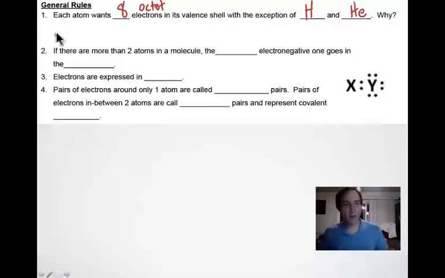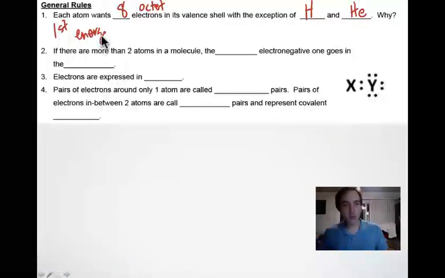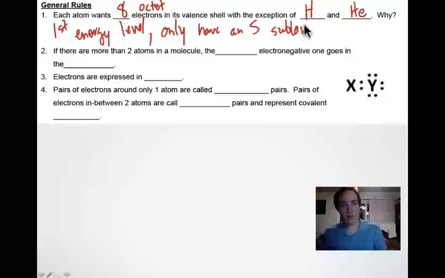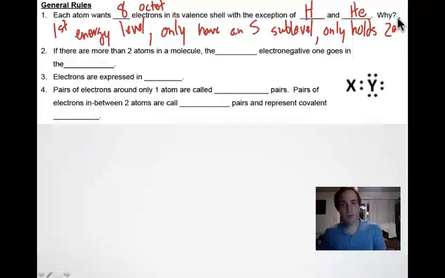And the reason why is that they're both in the first energy level. And when you're in the first energy level, that means you only have 1 sublevel. So they only have an S sublevel. And that S sublevel only holds 2 electrons. So for them, their octet is really just 2 electrons, because that's all it takes to fill their valence energy level. So they don't need 8, they just need 2.